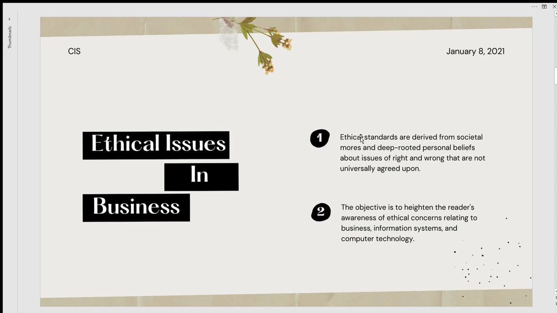Ethical issues in businesses. So, ethical standards are derived from societal norms and deep-rooted personal beliefs about issues of right and wrong that are not universally agreed upon. The objective is to heighten the reader's awareness of ethical concerns relating to business, information systems, and computer technology. So, yung ethical standards, galing siya sa societal norms, which means social norms siya na widely observed sa isang society or culture. Galing din siya sa mga deep-rooted personal beliefs and it is not always universally agreed upon.